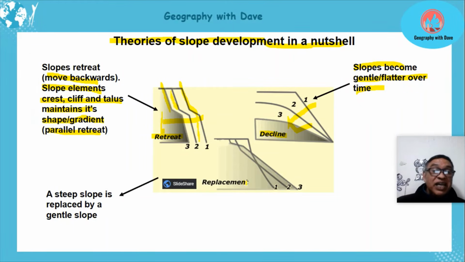Look at the word here. It makes sense, learners. All right, where a steep slope is replaced by a gentle slope. So this is the general idea now. Of course, we'll go into more detail about each one, but you need to know that so you can differentiate the main ideas, okay?